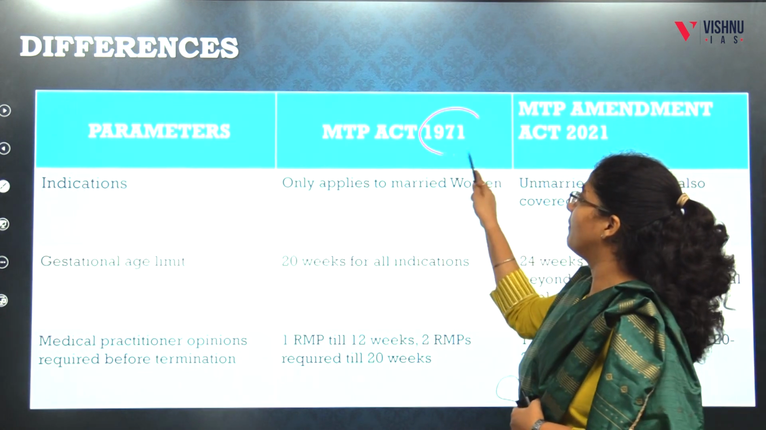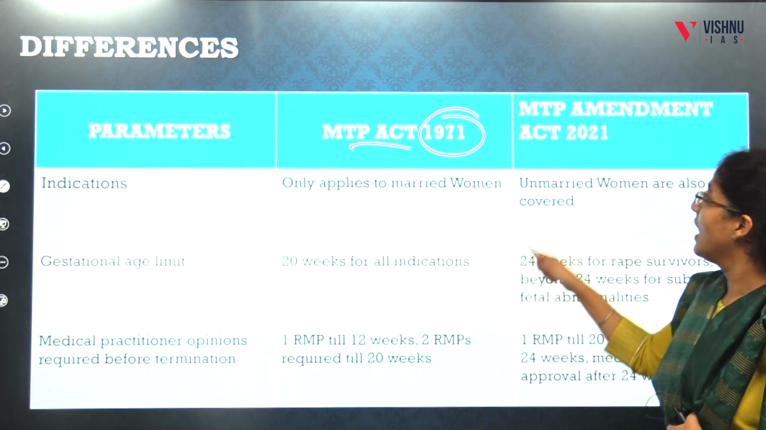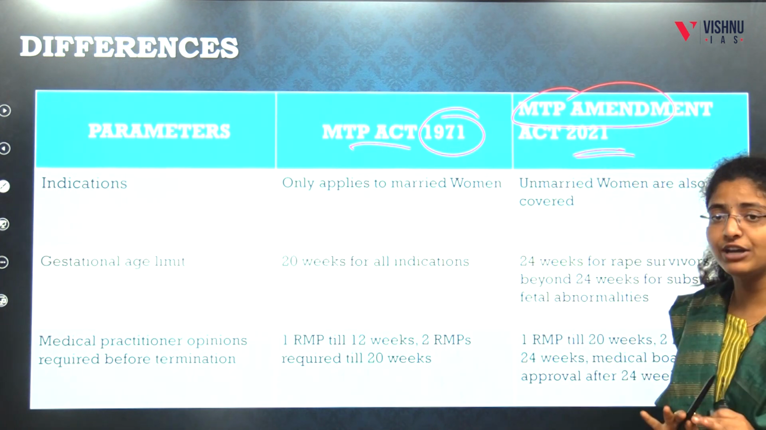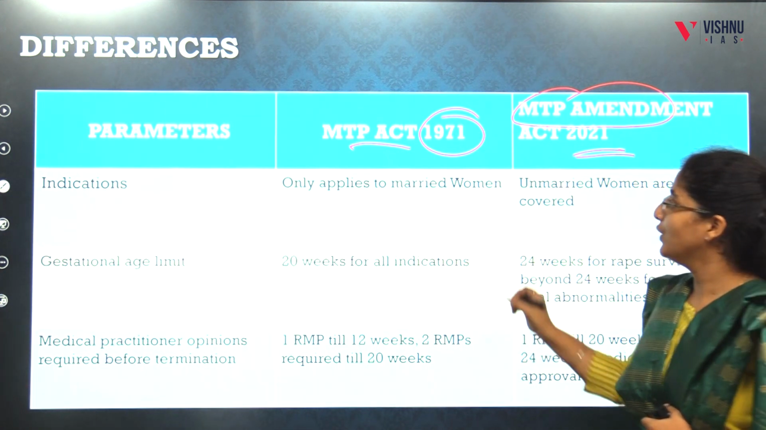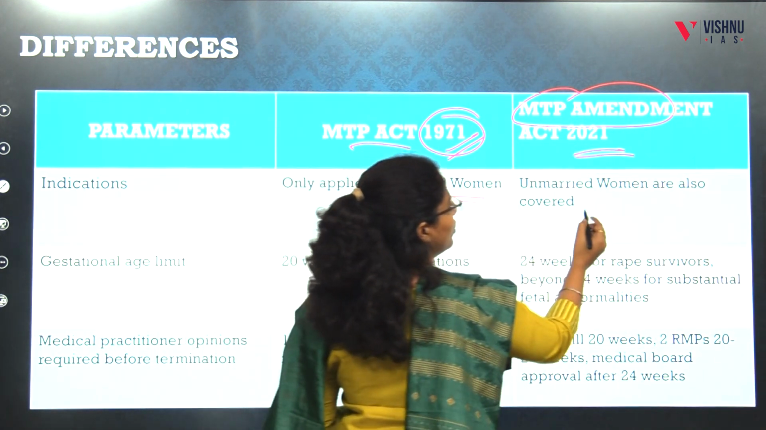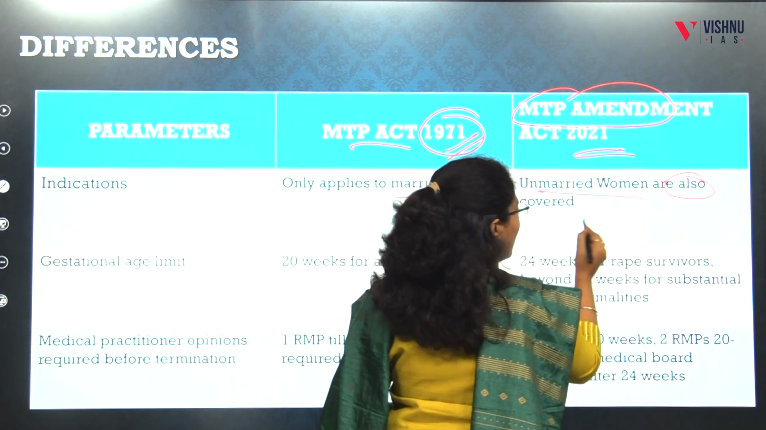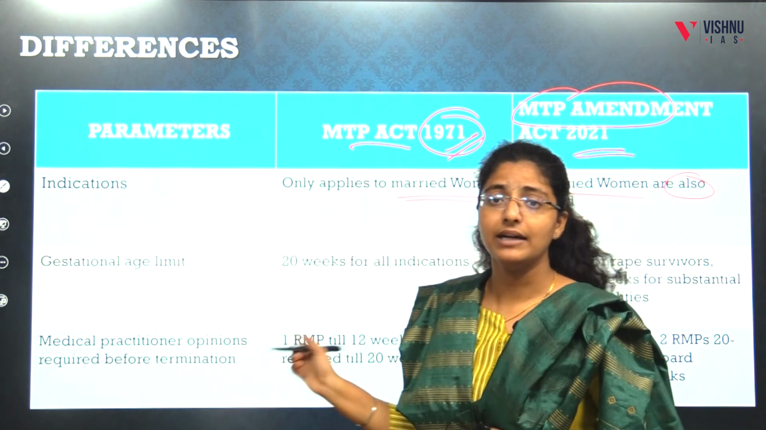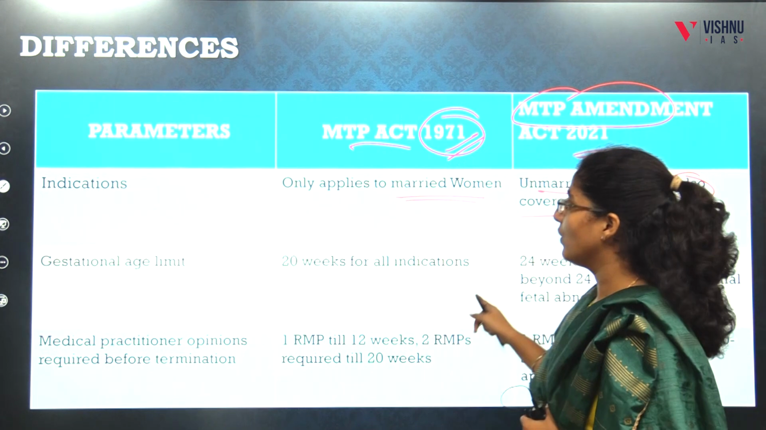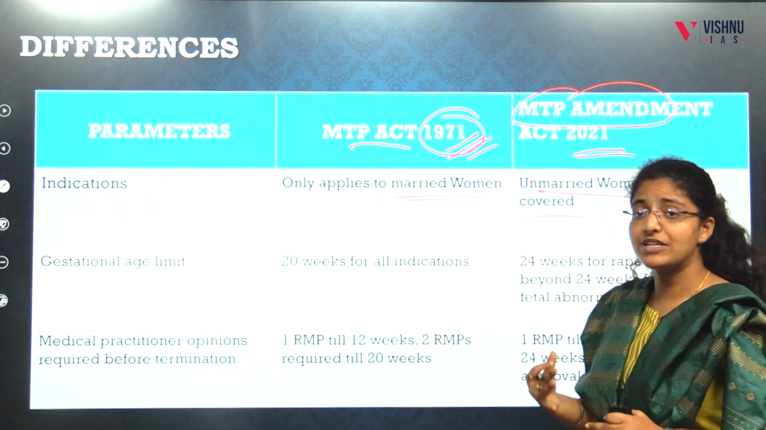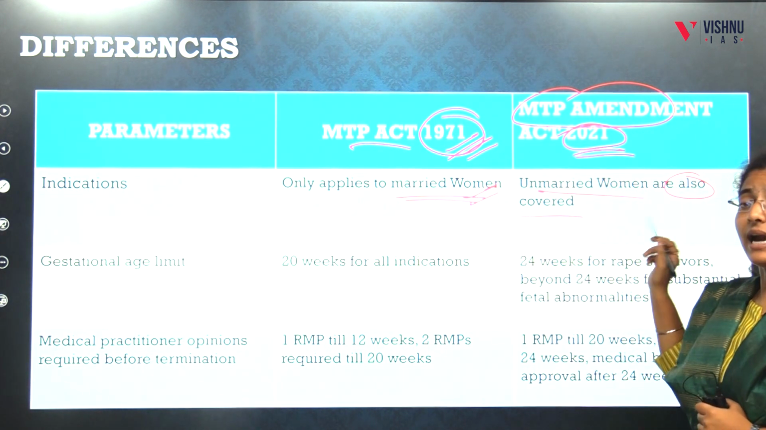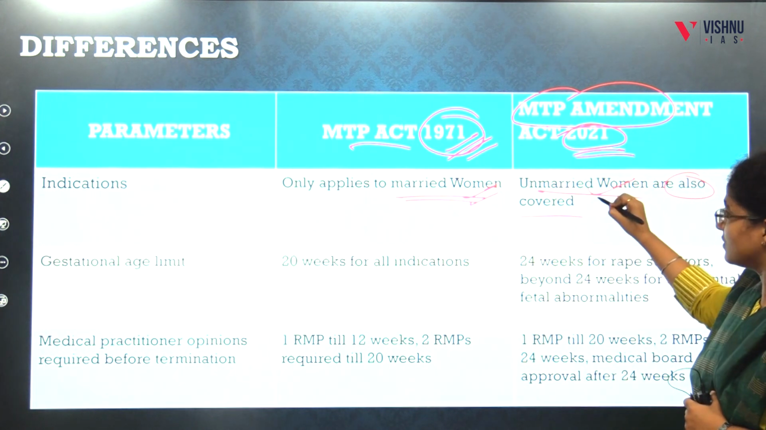Here we learn about the Medical Termination of Pregnancy Act 1971 and the Medical Termination of Pregnancy Amendment Act of 2021. Here we will see the significant differences made in these laws. During 1971, the indications only applied to married women, while in 2021, unmarried women are also covered. I already told in the last slide that it was changed from husband to partner. In 1971, the reproductive rights were only there for married women, but in 2021, it was a reproductive right of not only married but also unmarried women.